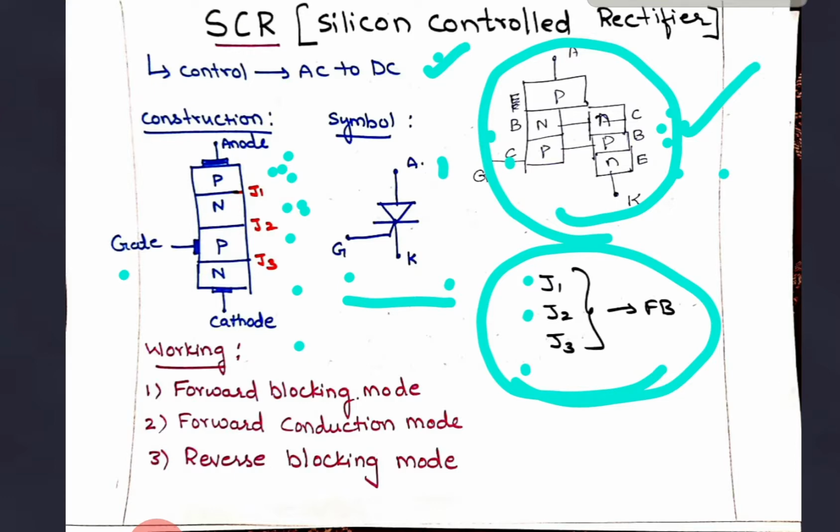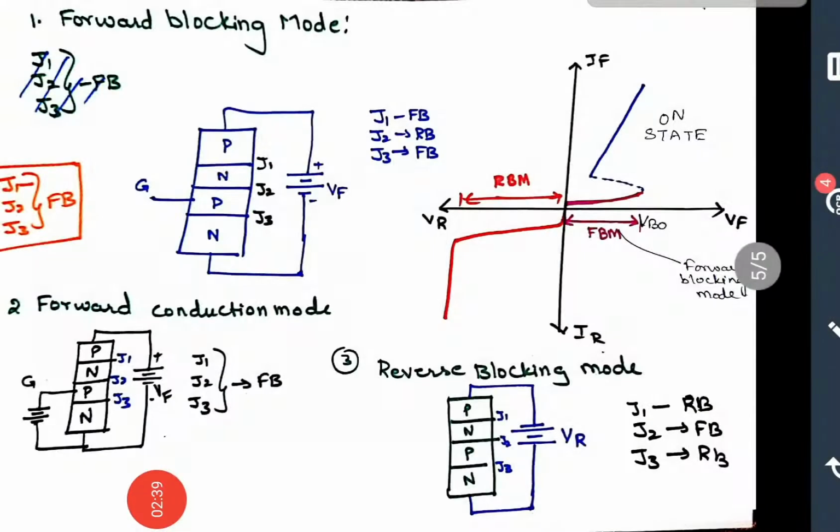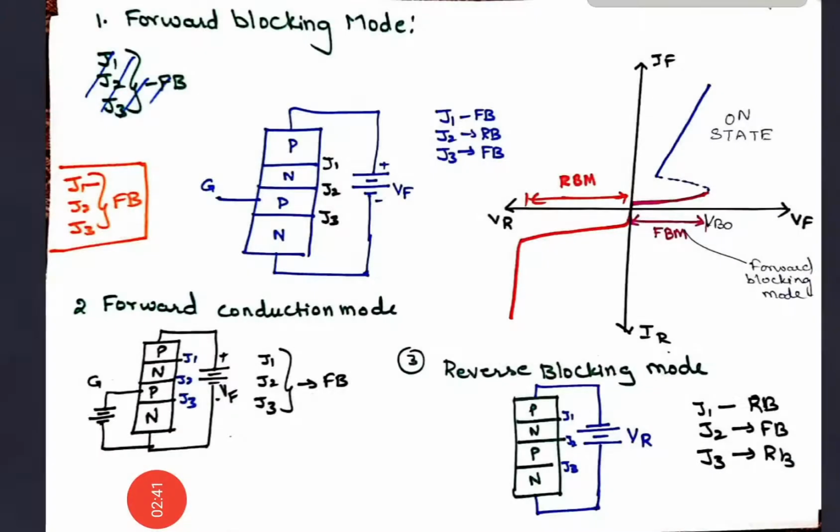Now let us see the working in three modes: forward blocking mode, forward conduction mode and reverse blocking mode. In forward blocking mode, a positive voltage is connected between P and N. If you see junction J1, P is connected to positive and N is connected to negative. Therefore, P is more positive than N, so J1 is forward biased. Also, N is connected to the negative terminal, therefore junction J3 is also forward biased.